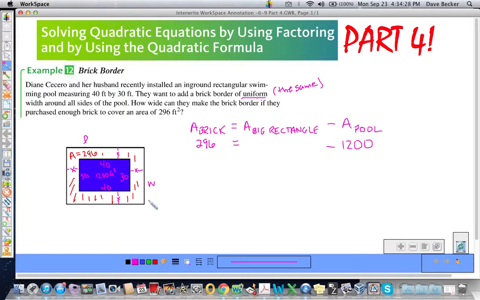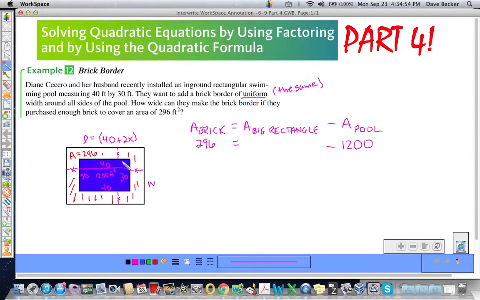Well, what is the length? The length goes from here to here. Well, I know from here to here is 40, right? So what about all the way across here? From here all the way to here is this 40 plus the 2x's. So the length equals 40 plus 2x.